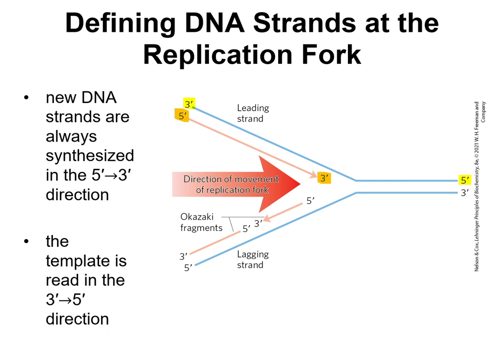Our replication fork is moving from left to right. So this big red arrow shows you the direction of the movement of the replication fork. So eventually, you're going to get all the way down to here.